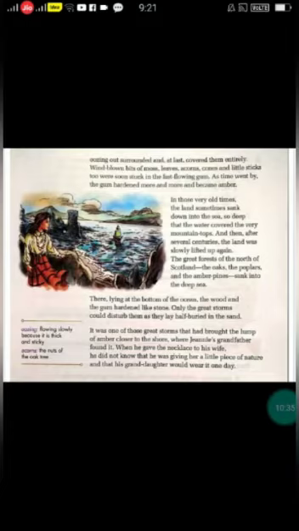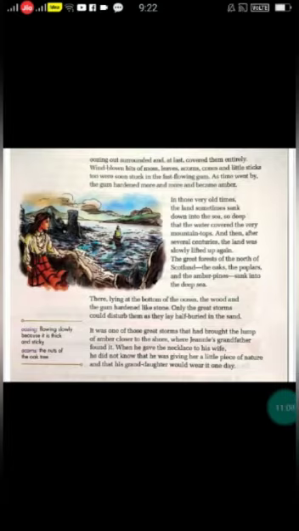There, lying at the bottom of the ocean, the wood and the gum hardened like stone. So they all sank, all these pine trees where the gum was oozing out. And as time went by, that gum hardened and became amber, right? So as that pine tree was lying at the bottom of the ocean, the wood and the gum hardened like stone.